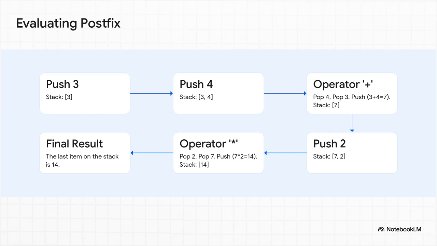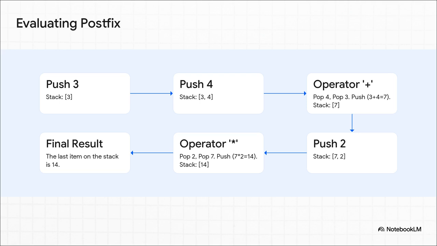So it sees a 3 and pushes it. The stack has a 3. Then it sees a 4, pushes that. Now the stack is 3, 4. Now it sees an operator, a plus sign. So it pops the last two numbers off, the 4 and the 3. It adds them together to get 7 and pushes the result, 7, back onto the stack.